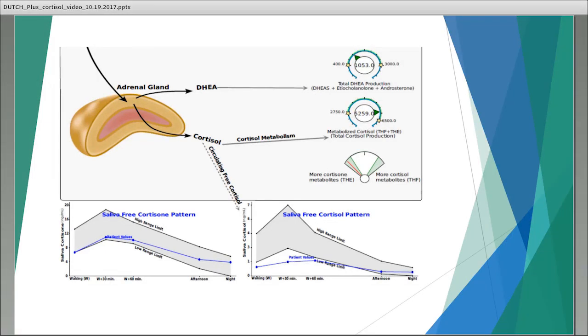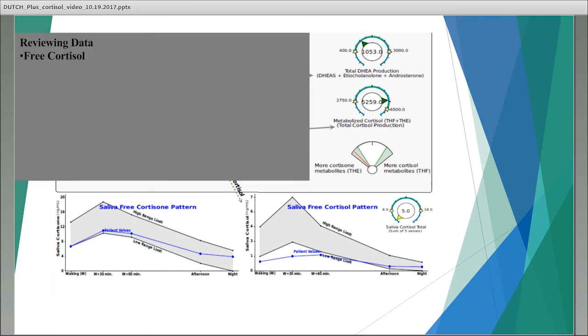So let's just go through a few of these cases in terms of different patterns that you're going to see. Again, we're trying to assess whether the HPA axis maybe has a dysfunction in the diurnal pattern, maybe it's overactive, maybe it's underactive, maybe the cortisol metabolism is upregulated as it is in a case like this. So when we break it down, we're going to look at the free cortisol. What do you see in a case like this?